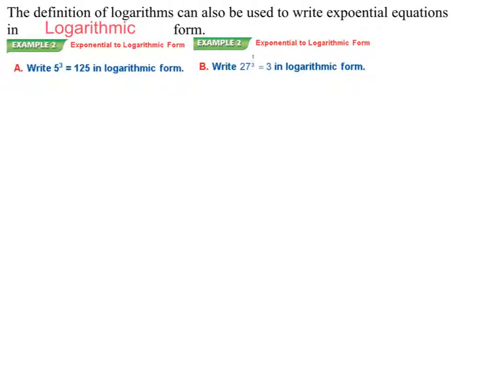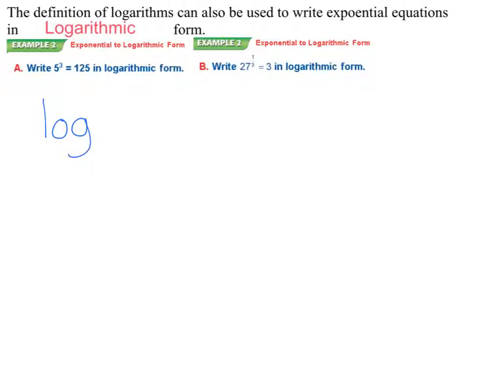So we can also use the definition of logarithms to write exponential equations in logarithmic form. So this is just working backwards. Okay, so this is really just a pattern. So on example 2a, we have 5 to the third equals 125, and we're going to write it in logarithmic form. The first thing you're going to want to do every time you're writing in logarithmic form is to go ahead and write log.